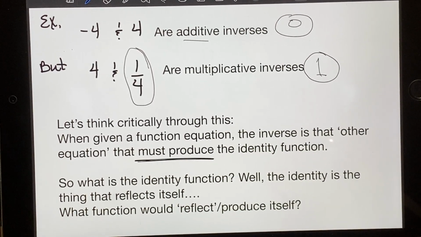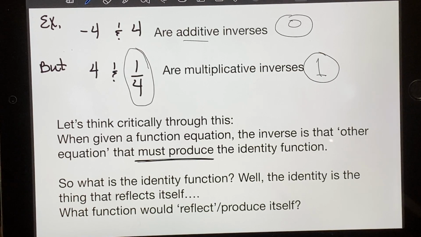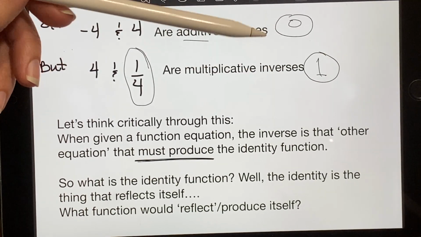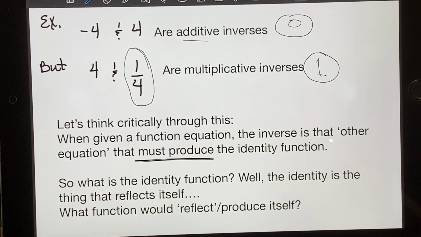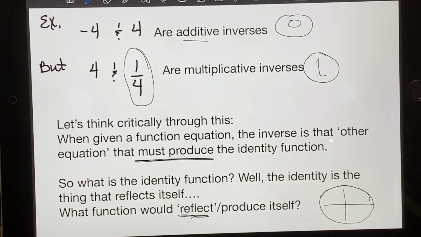So then we have to ask ourselves, now that I'm dealing with functions that are not just numbers on a number line, what is the identity? Well, we knew that the identity is the thing that reflects itself. It's what it's in the mirror. So now that I'm dealing with functions, which means a line, a parabola, an S-curve, some sort of equation that lies outside of our number line, it's now encompassing the entire coordinate plane. Where would I find a line or something that would reflect or produce itself?